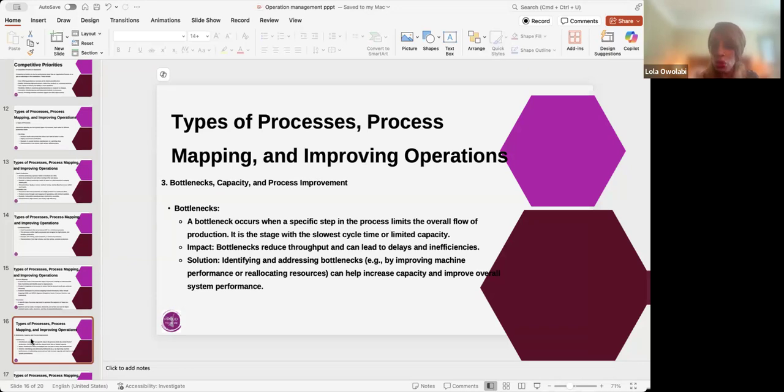But what are the solutions? The solutions are identifying and addressing the bottlenecks by improving machine performance or reallocating resources. This can help increase capacity and improve overall system performance. Okay. So as I said, this introduction is your guide. I want you to go back and do your research, and go back and read and reflect on everything I've said today.